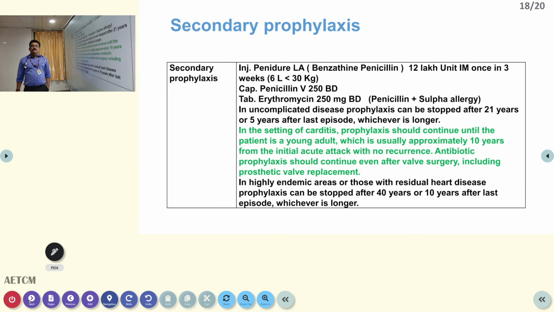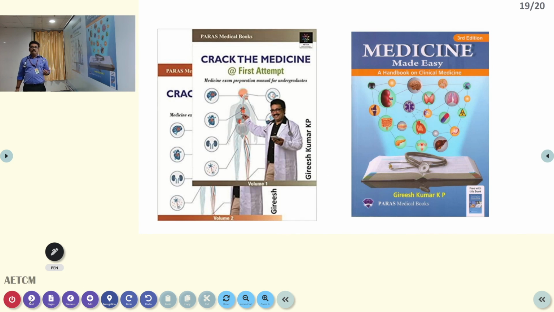Now, secondary prophylaxis. That is after getting a disease, to prevent other problems or recurrent infection, we can give secondary prophylaxis. Injection Penidure, that is benzathine penicillin, 12 lakh units IM once in 3 weeks can be given, or oral penicillin also we can give, penicillin V 250 milligram BD. Erythromycin is an alternative if there is a penicillin and sulfa allergy, that can also be given in secondary prophylaxis. That is different from infective endocarditis prophylaxis that we discussed when we were discussing infective endocarditis. This is only for rheumatic fever.